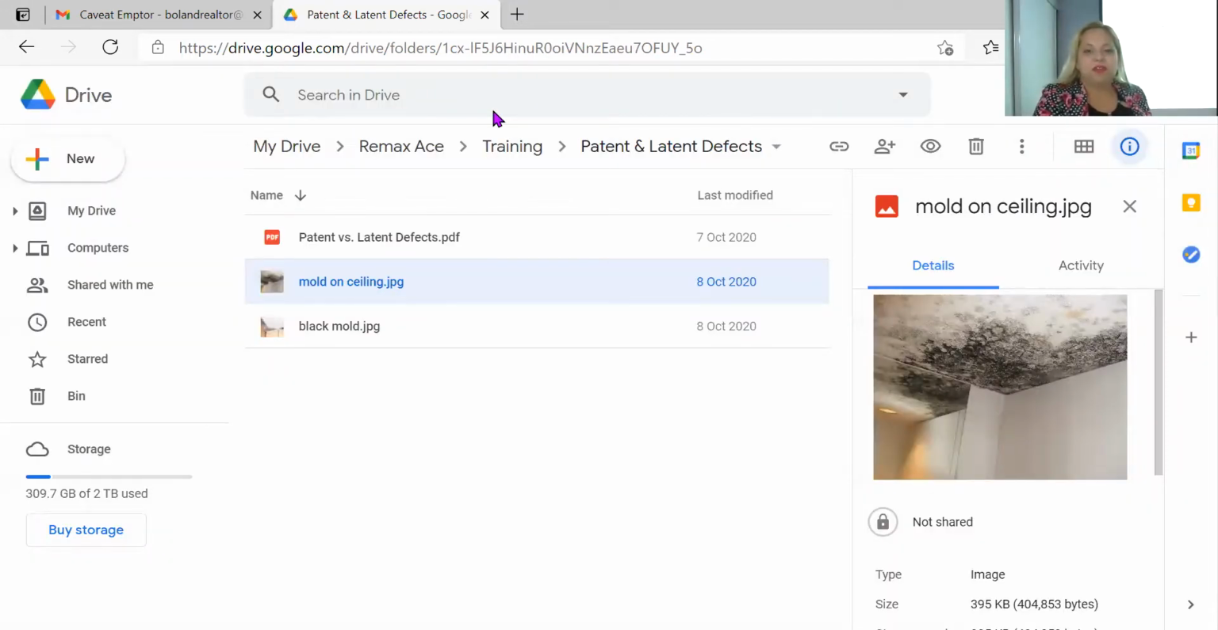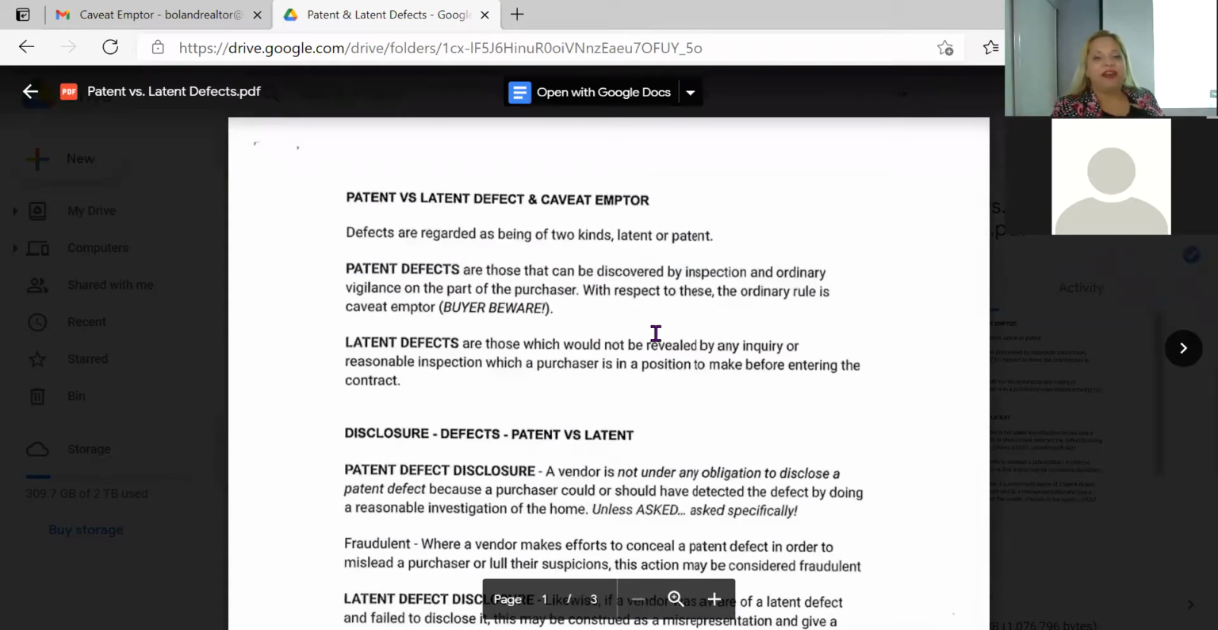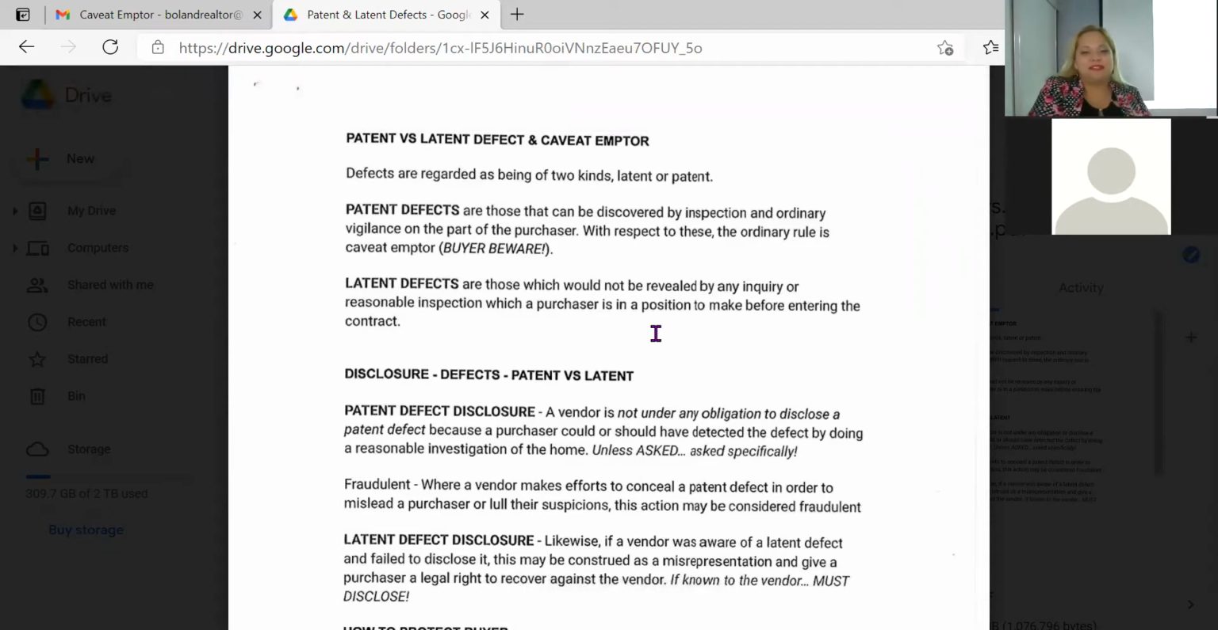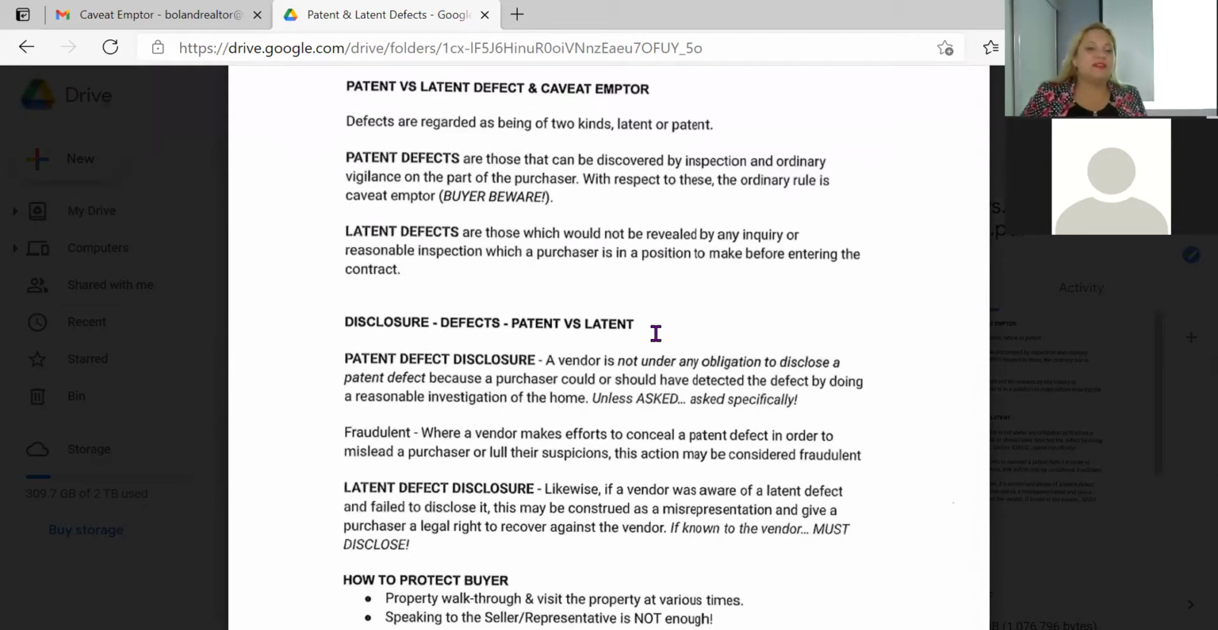So I'm just going to share my document here. I like to do a good visual because I find some people can't get their mind around it when I go over this subject. Patent and latent defects, and caveat emptor. That's what we're going to talk about. Defects are regarded as being two kinds, latent or patent, okay? Patent defects are those that can be discovered by inspection and ordinary vigilance on the part of the purchaser. With respect to these, the ordinary rule is caveat emptor, buyer beware, right?